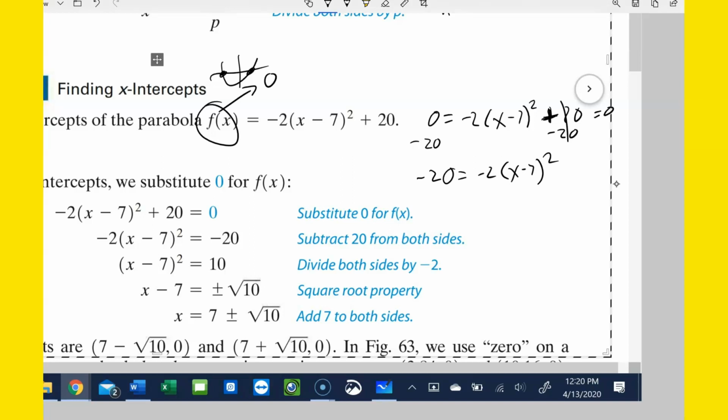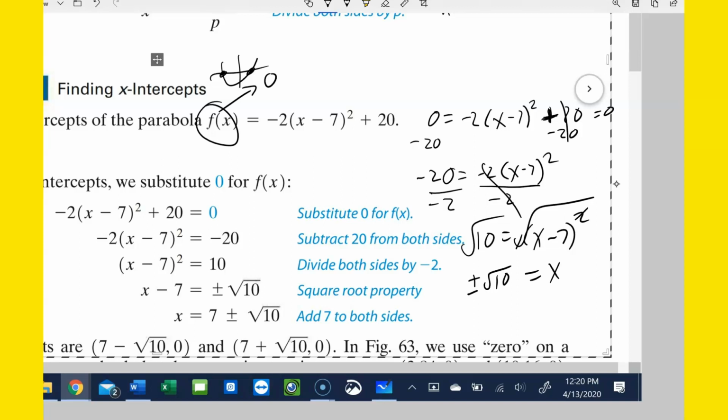Then I have to get rid of this negative 2. How do I get rid of that? Well, it's multiplying here, so I have to divide. So that gives me 10 equals x minus 7 squared. Then I will take the square root of both sides to get rid of that squared exponent. I have to put plus or minus in front of the square root of 10. Plus or minus the square root of 10 equals x minus 7.